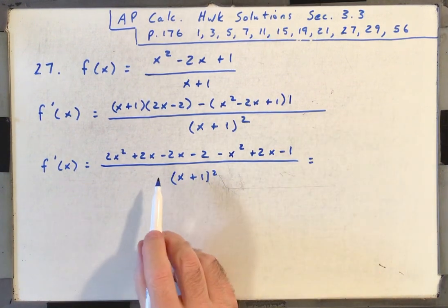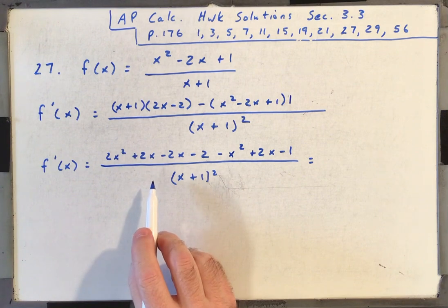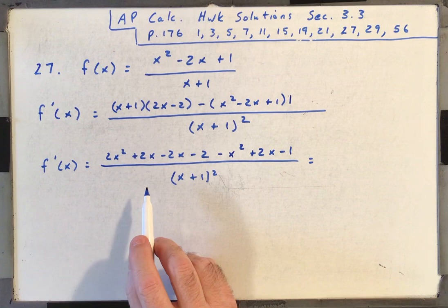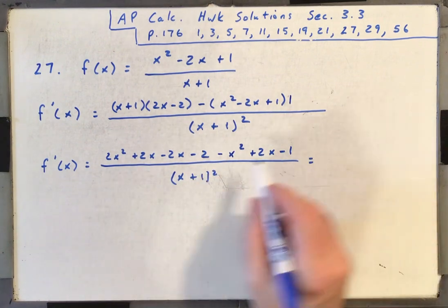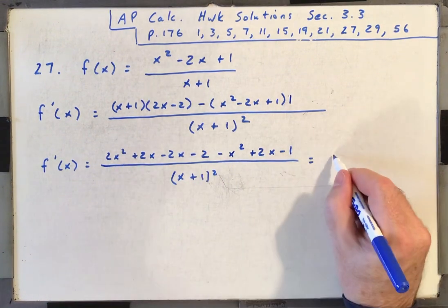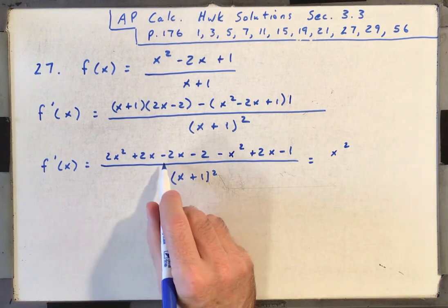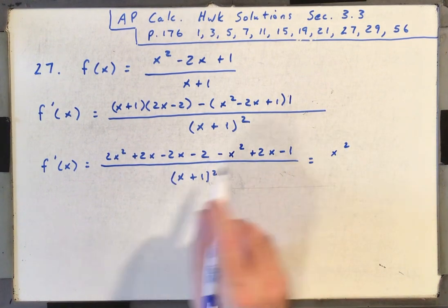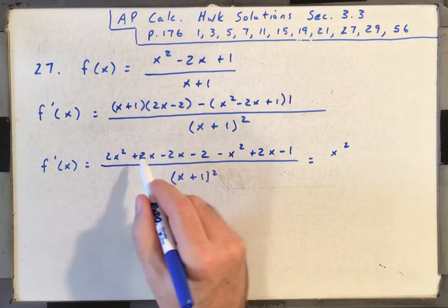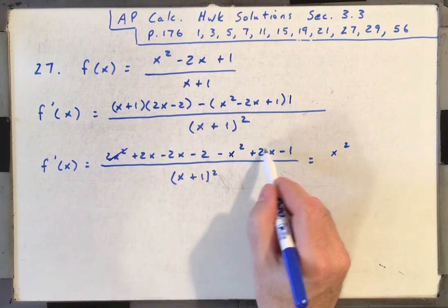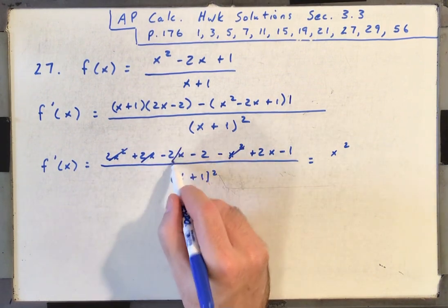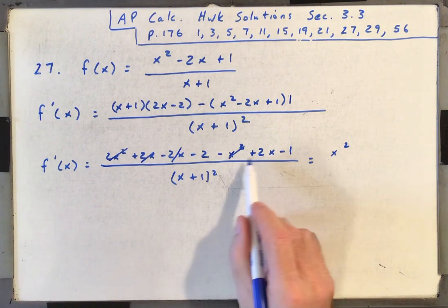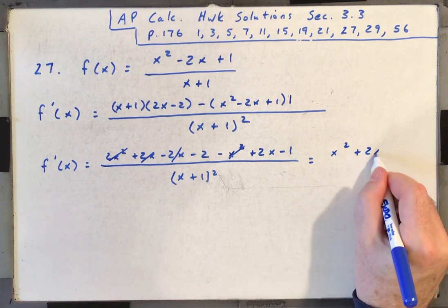Combining like terms, I would have 2x squared on top minus x squared. So 2x squared minus x squared would be x squared. And then 2x minus 2, that goes away. So these two go away. All right, so I got that. Those two go away. And then I would have plus 2x minus 3.